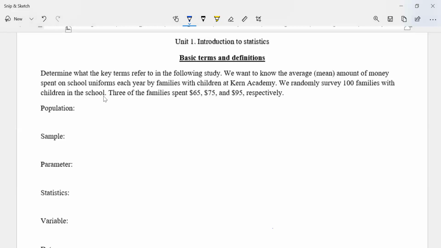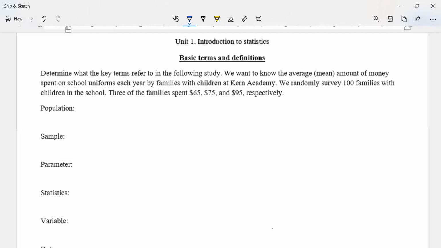Okay, so who participated in my survey? 100 families with children in the school. So my sample could be all the students enrolled in one section of a beginning statistics class at Kern Academy. Right? Who did I study? Who did I choose from? It could be all the students that Mr. Leonzo has in Kern Academy. So who participated in my survey? That's what you guys would write for sample.